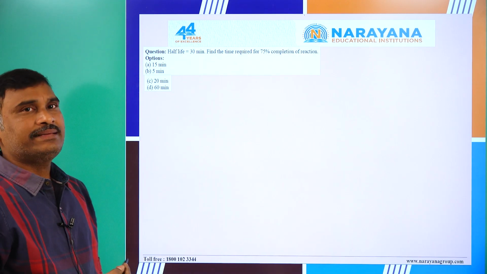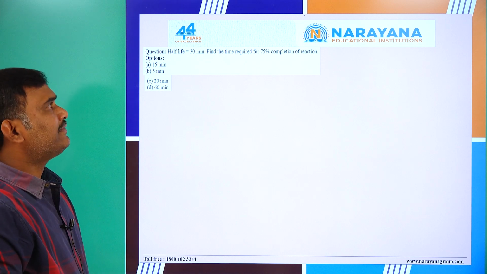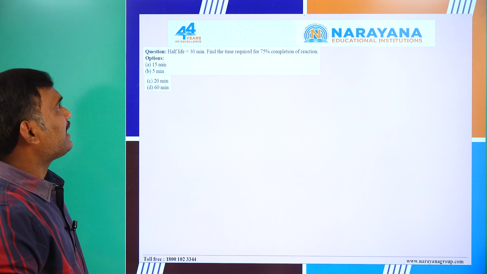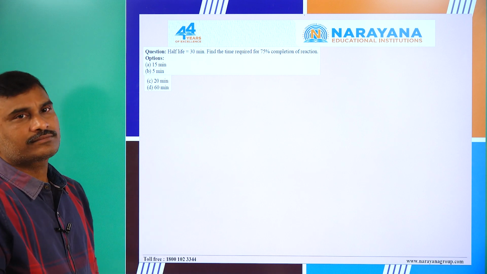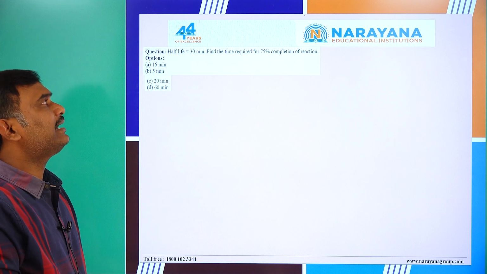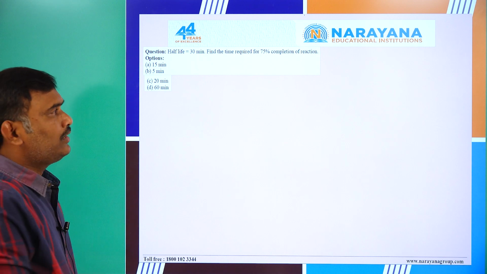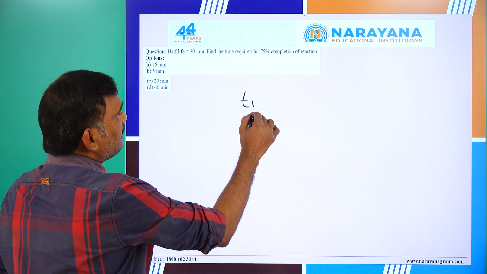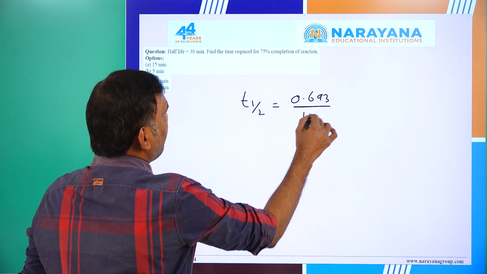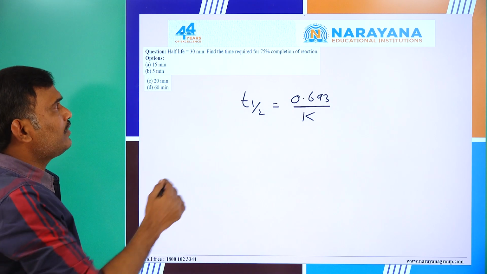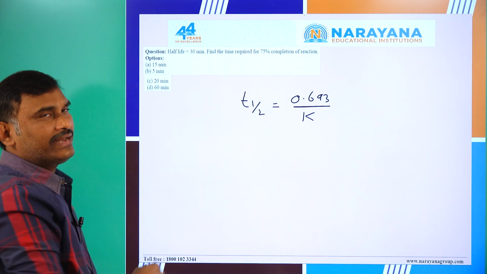Yes, half-life time is 30 minutes, and find the time required for 75% completion of the reaction. Actually, what is given is first order kinetics. Half-life time of 30 minutes is given; find the time required for 75% completion of the reaction. So t-half is equal to 0.693 by K. By using this, we are completing. Actually, the given question is a first order kinetics.